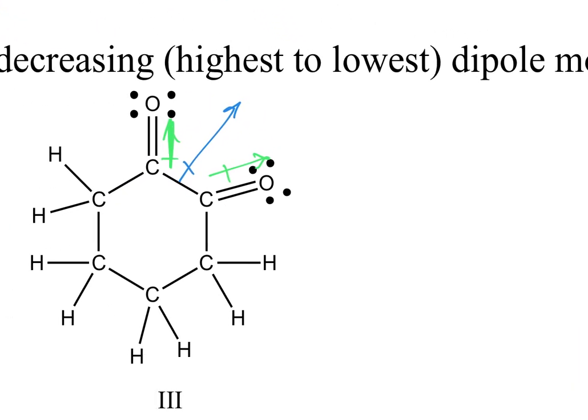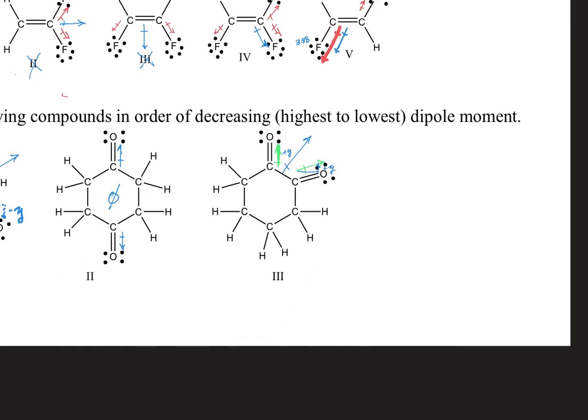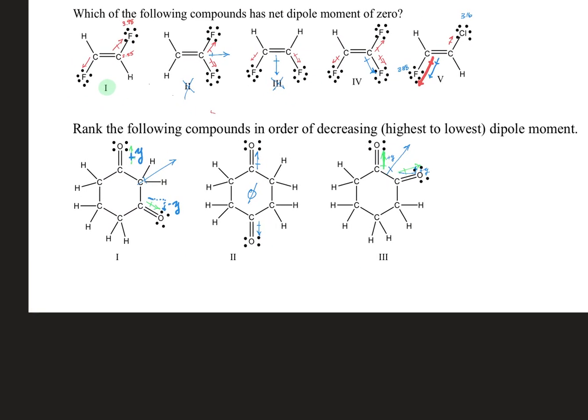In 3, you have a positive Y and also a positive Y. So those are actually adding together, which means that 3 has the highest, and we're going from highest to lowest, so 3 is greater than 1, which is greater than 2, which has no dipole moment.